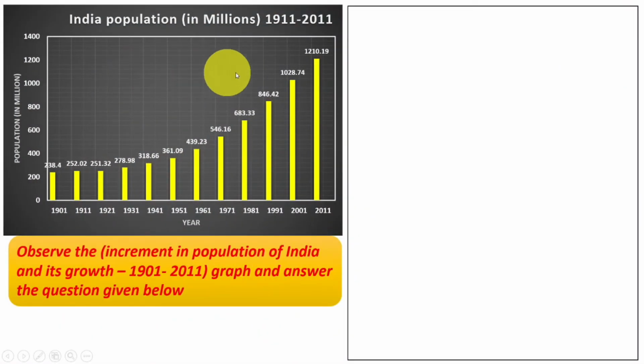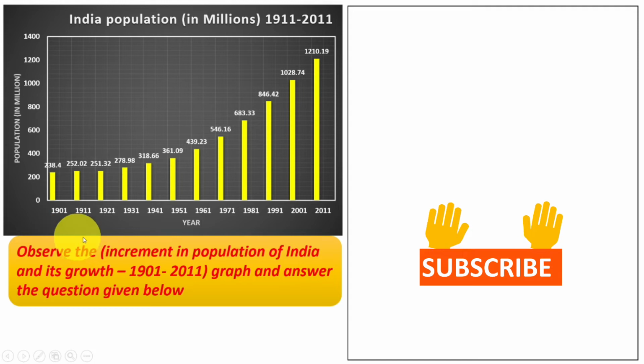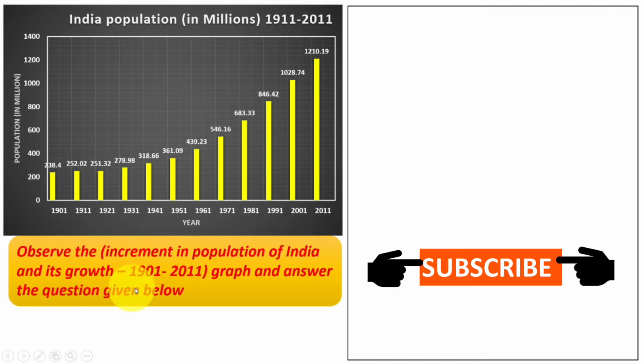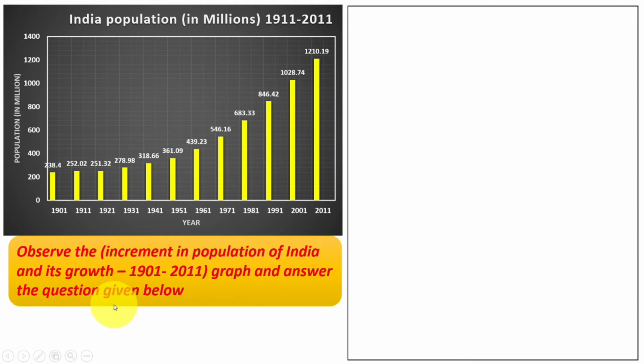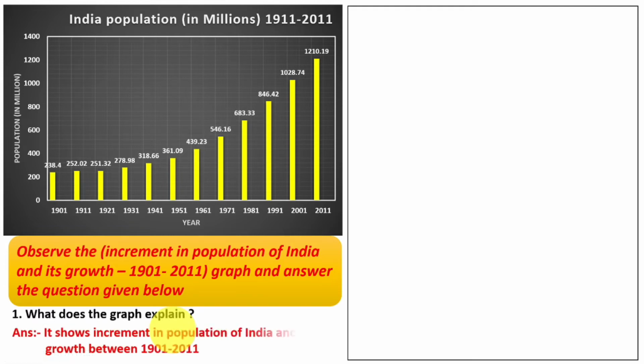India population in millions from 1901 to 2011. Population in millions is given here, years are given down. Observe the increment in population of India and its growth from 1901 to 2011 in the graph and answer the questions given below. What does the graph explain? The graph shows the increment in population of India and its growth between 1901 to 2011.